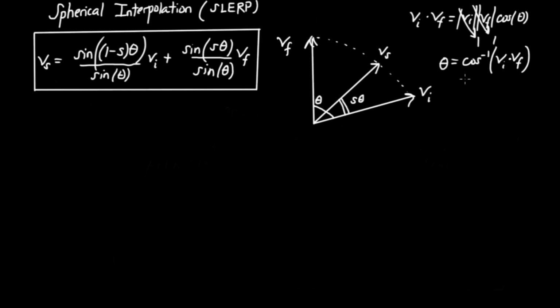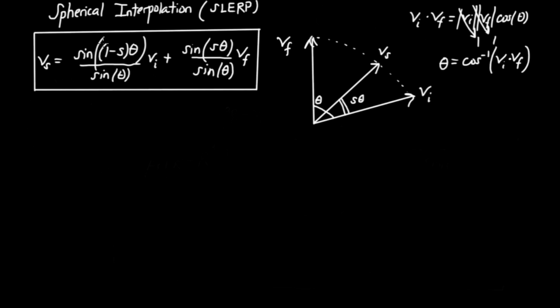You have theta, you have your two inputs, vi and vf, and you have your parameter s, which you'll allow to range not just from 0 to 1. If you want to go beyond vf, you can extend further along that arc, further along the arc in that direction, with your parameter s. So you have everything you need to do a computation.